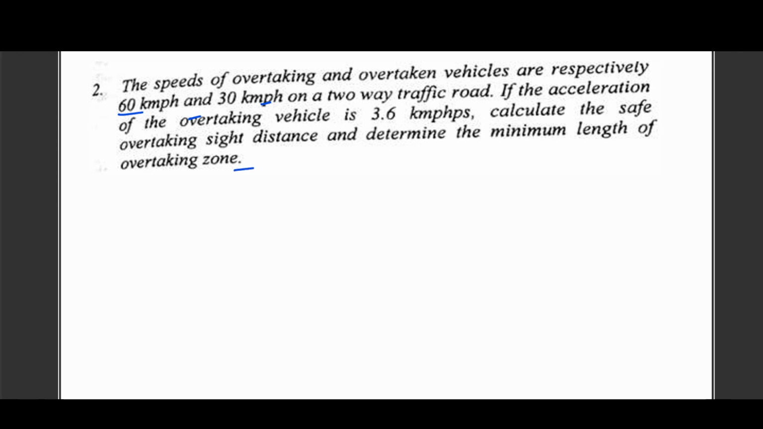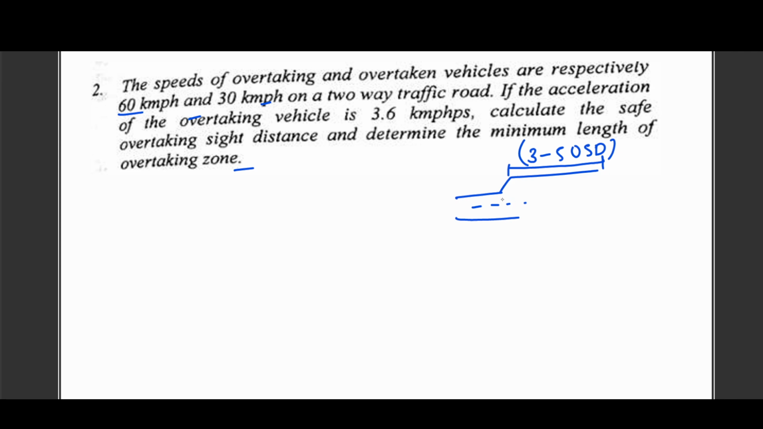So what is the overtaking zone? The overtaking zone is a zone provided along the length of the road where the vehicle can overtake. If the road is very narrow, then the overtaking zone is provided between 3 to 5 times the overtaking sight distance. 3 times the overtaking sight distance is the minimum, and 5 times is normal average.